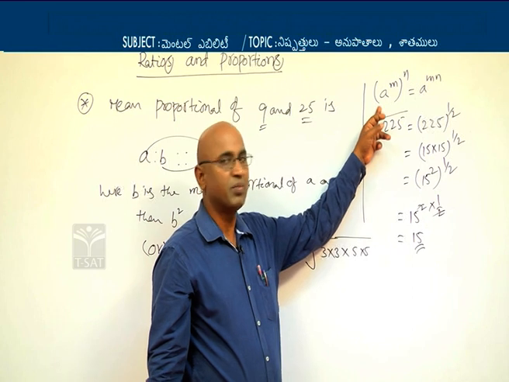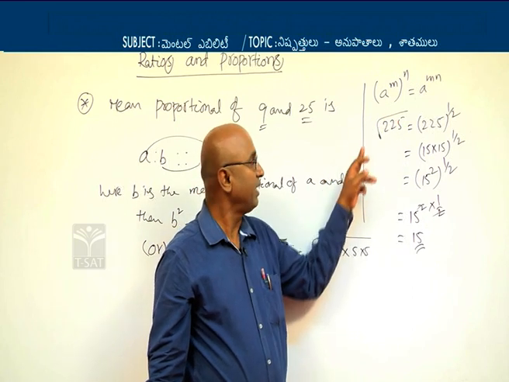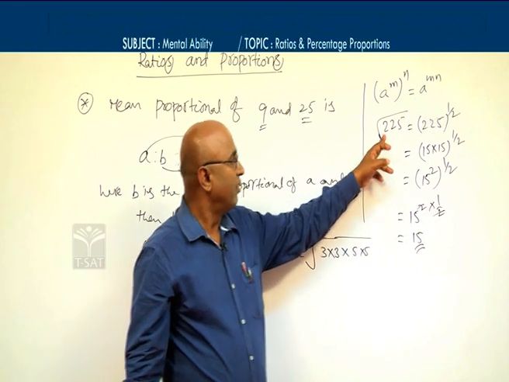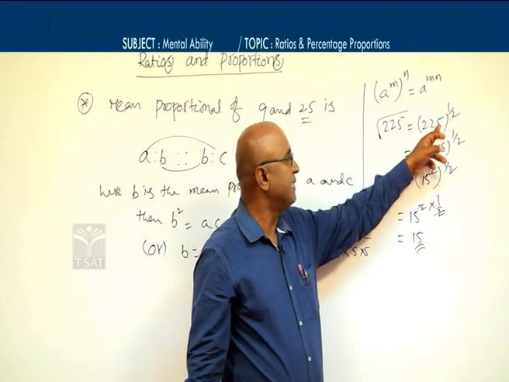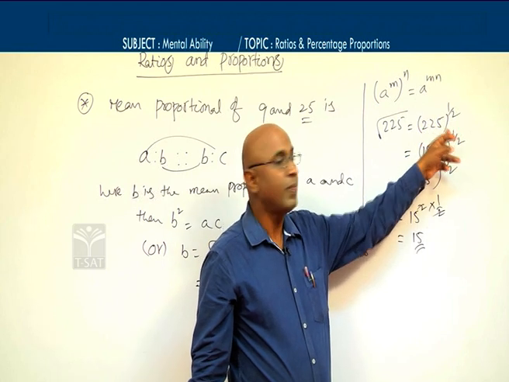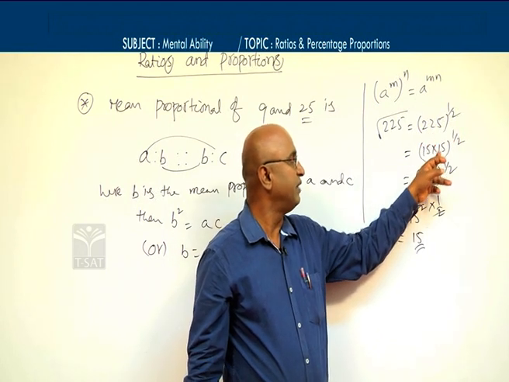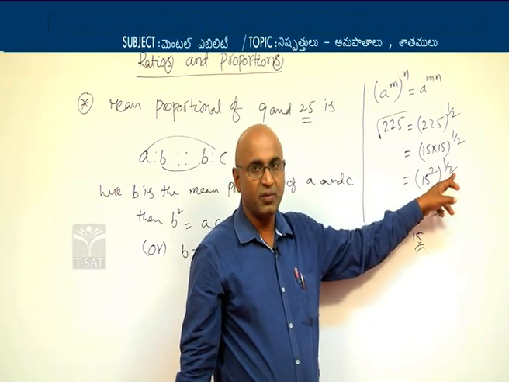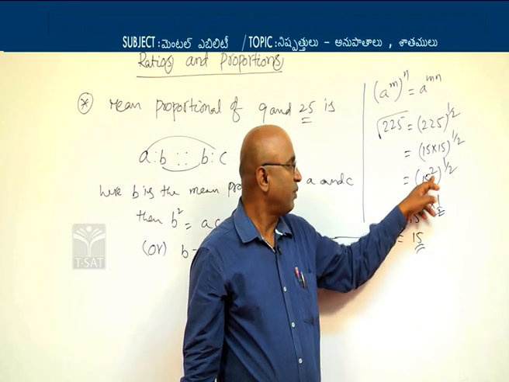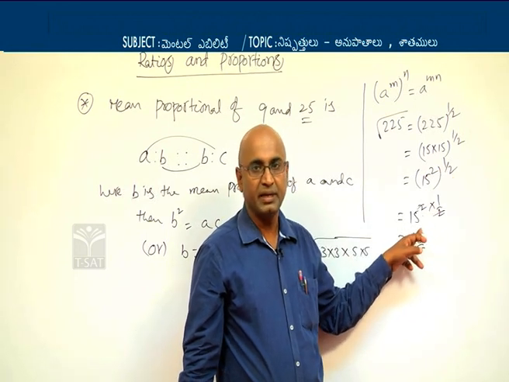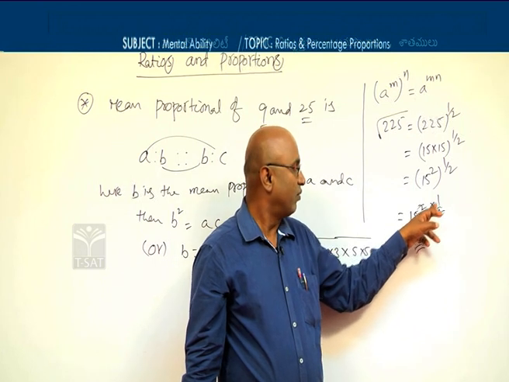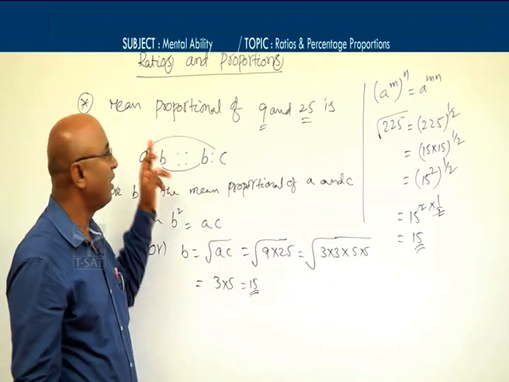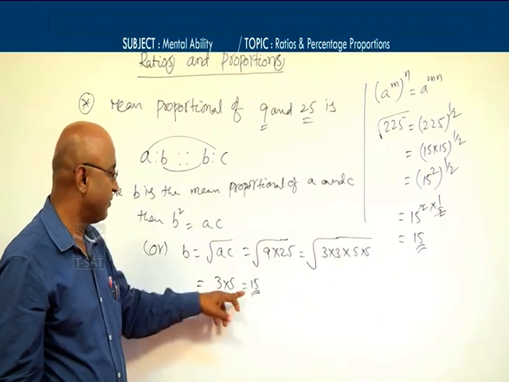A to the power of m whole to the power of n is equal to a to the power of mn. And the product of 9 and 25 is 225. It is under square root. When it is under square root, that means 225 whole to the power of 1 by 2. And 225 can be written as 15 into 15 whole to the power of 1 by 2, and it is 15 square to the power of 1 by 2. And a to the power of m whole to the power of n is equal to a to the power of mn. 15 square into 1 by 2 will give you 15. So the mean proportional of 9 and 25 is 15.